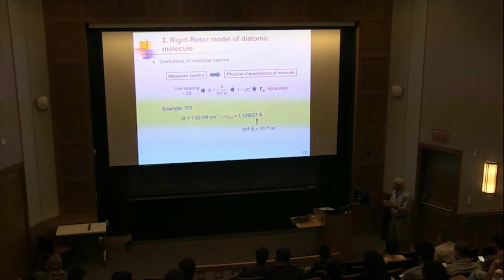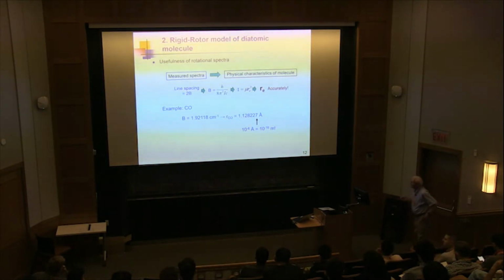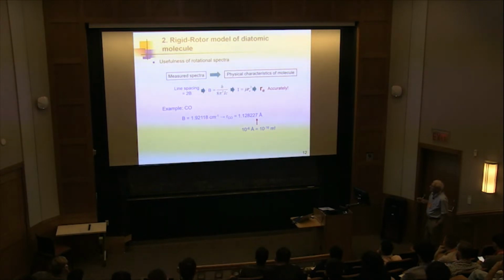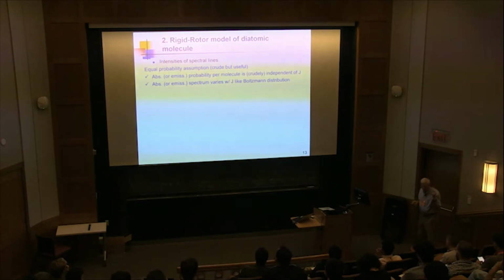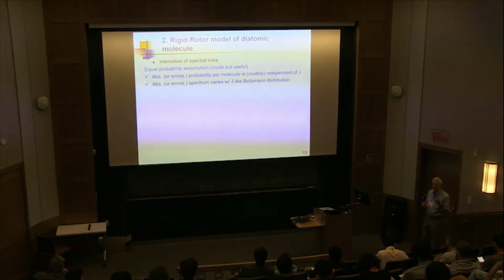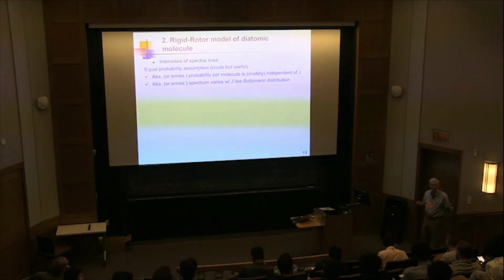B corresponds to 1.92118 wave numbers, which they measure to about 3 significant figures. You can convert that to the spacing, so you're inferring the spacing of these 2 nuclei down to the 10 to the minus 16th meters. But the most important thing is the classical mechanics model with 2 results from quantum mechanics, and I've got my spectrum.